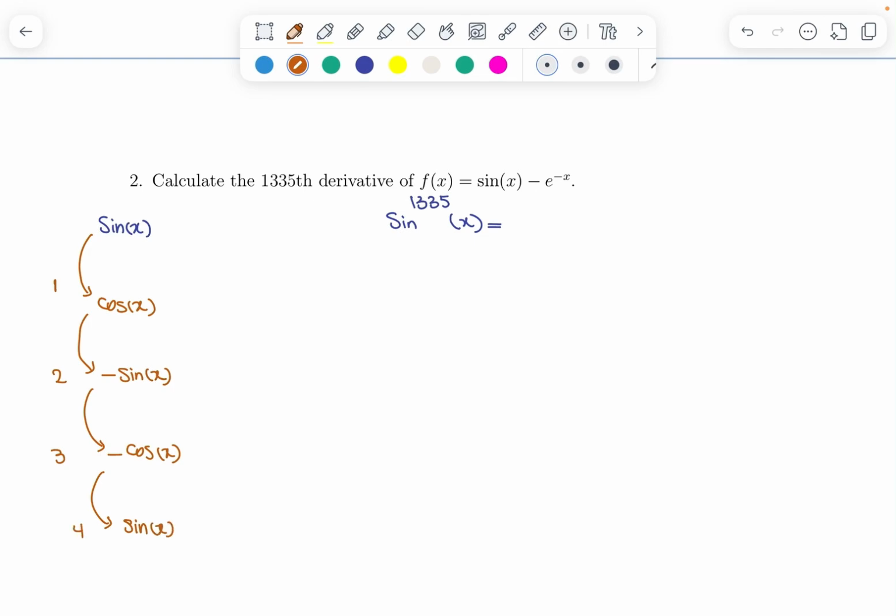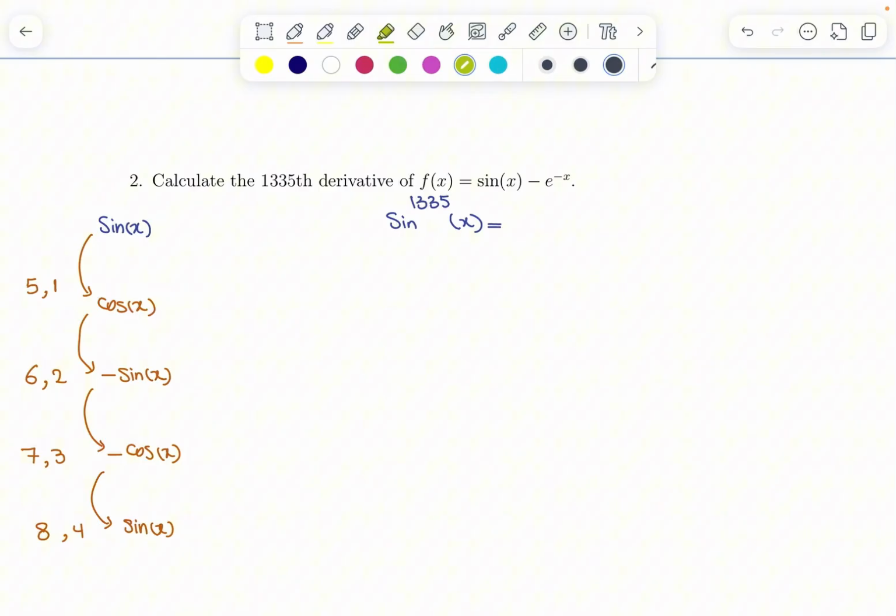So, after 4 steps, as you can see, we are back to the original function. We are back to sine of x. This means derivative of sine repeats every 4 steps. This means the first derivative and, for example, the 5th derivative of sine is cosine of x. Second derivative and 6th derivative of sine is negative sine of x. Third derivative and 7th derivative of sine is negative cosine of x. Fourth derivative and 8th derivative of sine is sine of x.